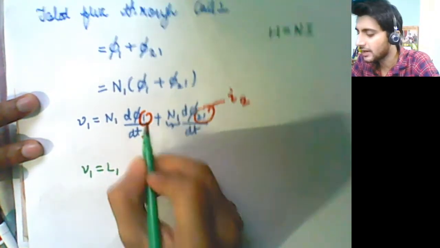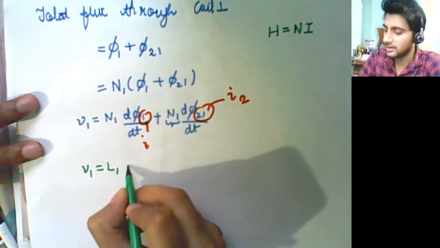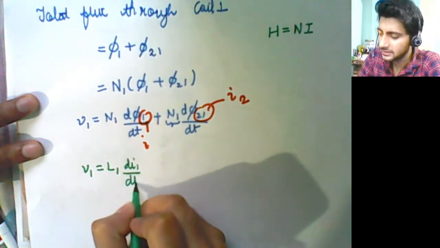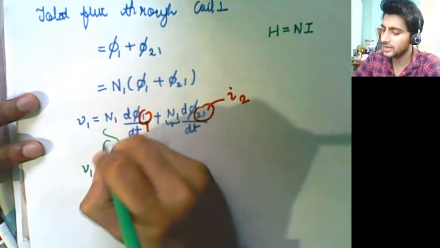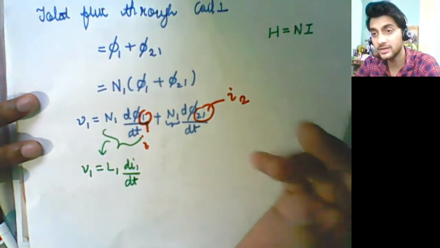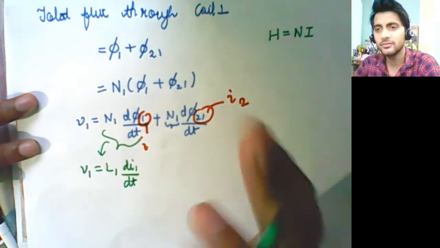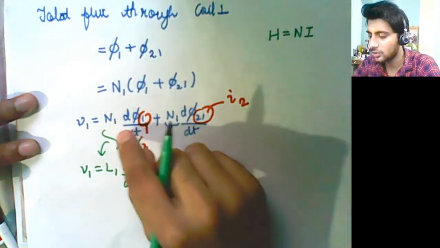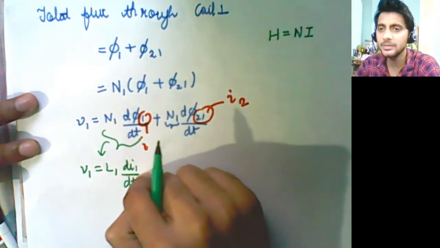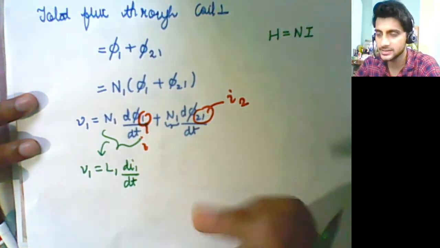Since I1 has an effect only on itself, it is L dI1 by dt. So how we come here is because of the relationship between the H and B curve. That's it, you just remember that. And from now on we will not be writing anything about N and phi. We will only be dealing with current and inductances.